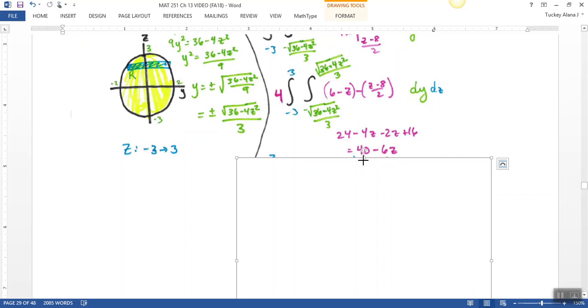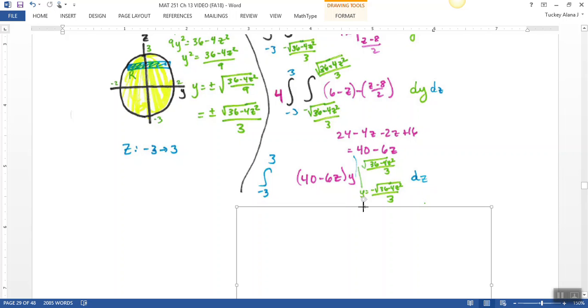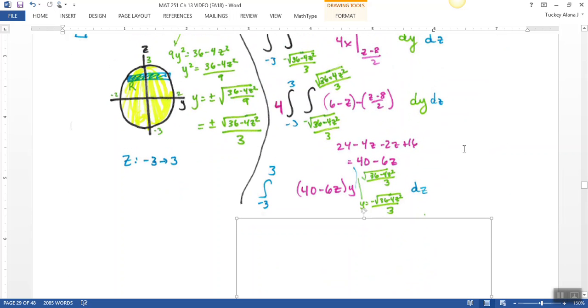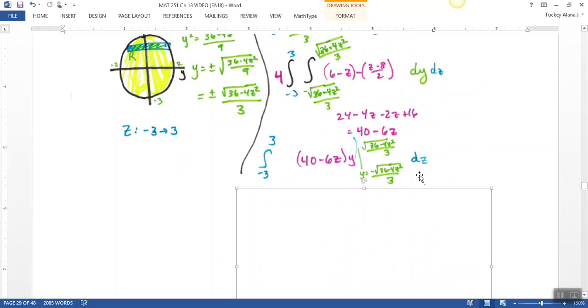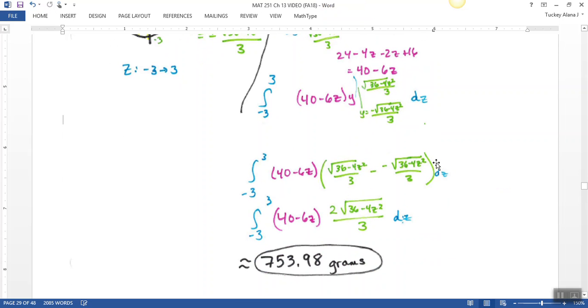Great. So now I'm going to integrate that with respect to y. Well, that'll be easy because there's no y in it. So when I integrate with respect to y, it just means putting a y out in front. And then I'm going to go from y equals negative square root of a bunch of junk to positive square root of a bunch of junk, all divided by 3. And then I'm going to substitute those values in for y. And it's going to leave me with a giant mess.